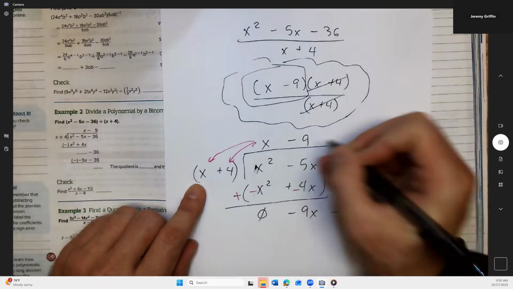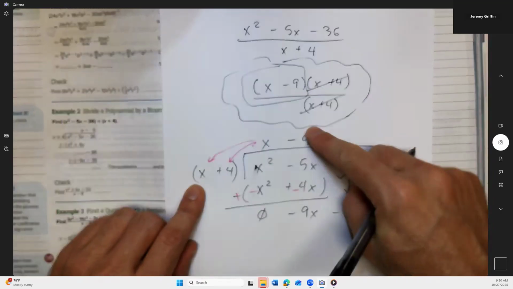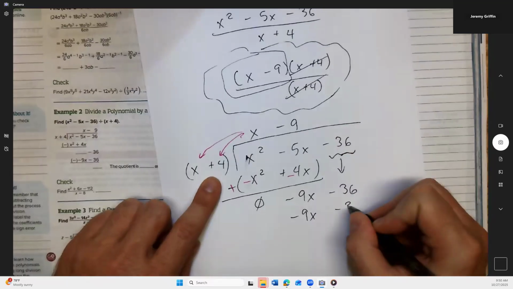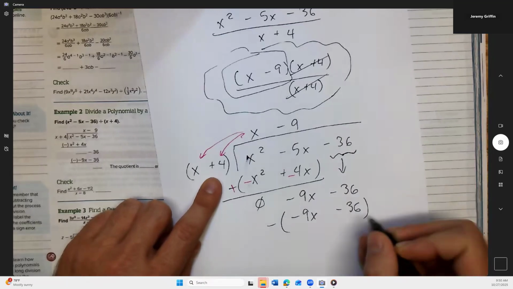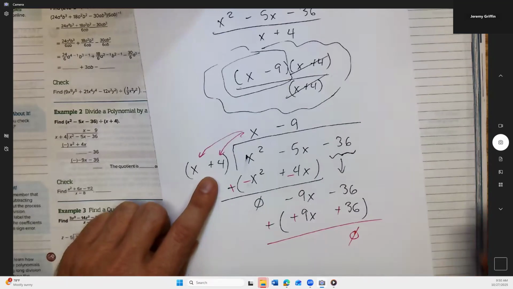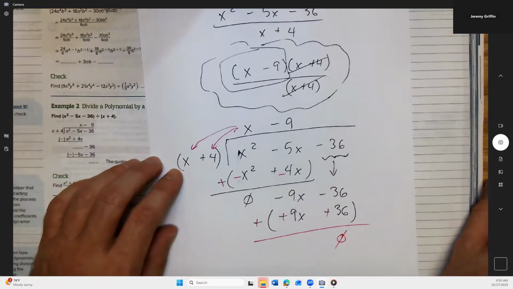Okay. Guys, how many times does x go into negative 9x? Negative 9 times. Okay. And then take this and multiply it. So negative 9 times x is negative 9x. Negative 9 times 4 is negative 36. Oh, look at there. Bing. You get 0, we're done.